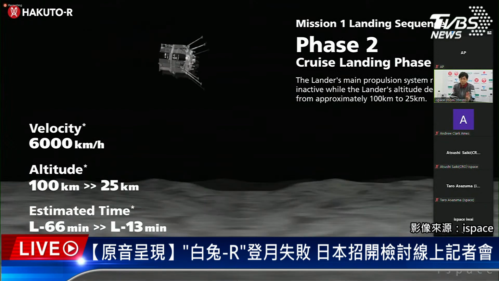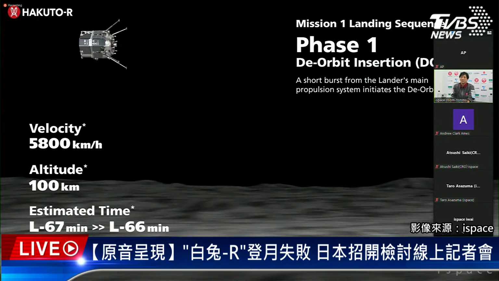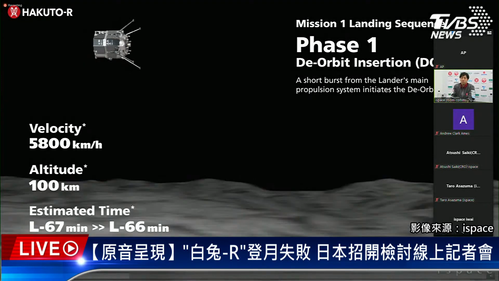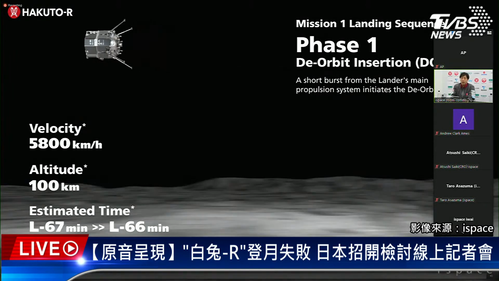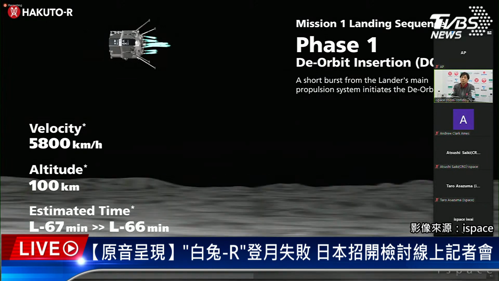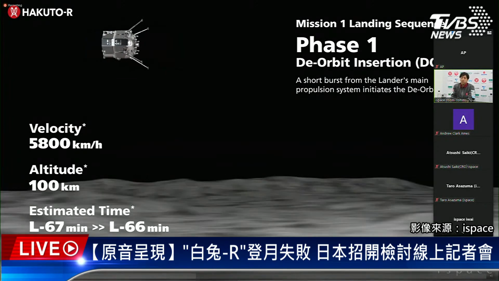Please move back. Sorry, now phase 2. Okay, yes, phase 1. The first phase is the orbit insertion maneuver. Before starting the landing sequence, the lander is in a 100 kilometer circular orbit. But after this DOI, the lander changed the orbit and targeted a 100 kilometer by 20 kilometer elliptical orbit. Then please move on to the next slide.